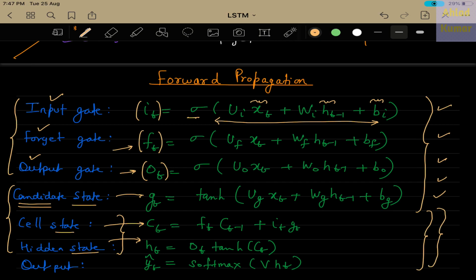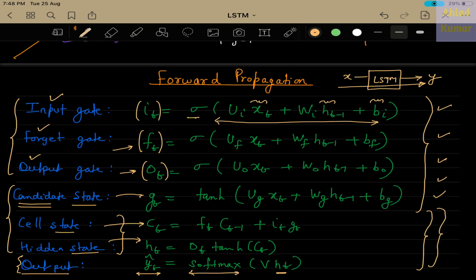And then finally we have the output, which is the estimated output of a particular LSTM architecture, and it is the softmax function applied to H. By now you know what forward propagation is all about. Forward propagation is basically applying an input X to the LSTM architecture and getting some predicted output Y. So the flow of information from left to right is basically the forward propagation.